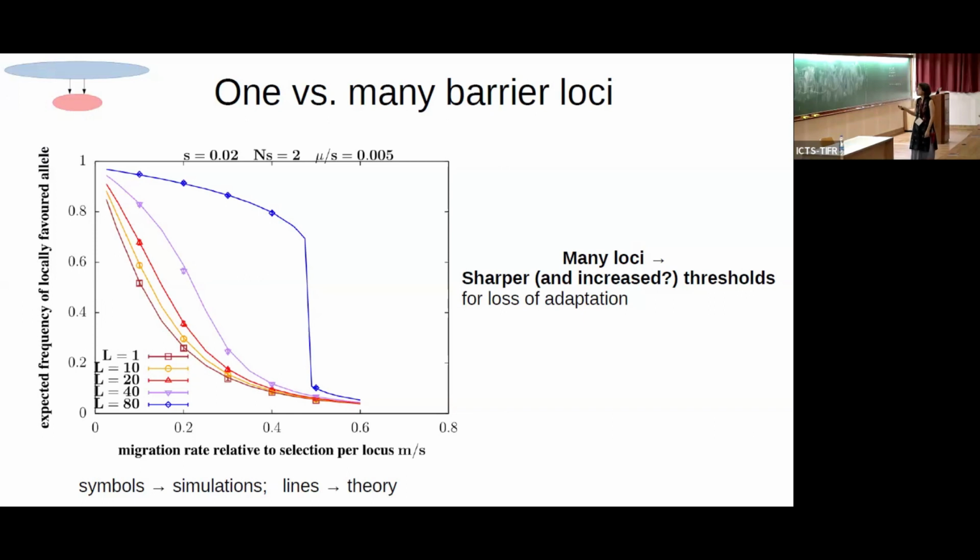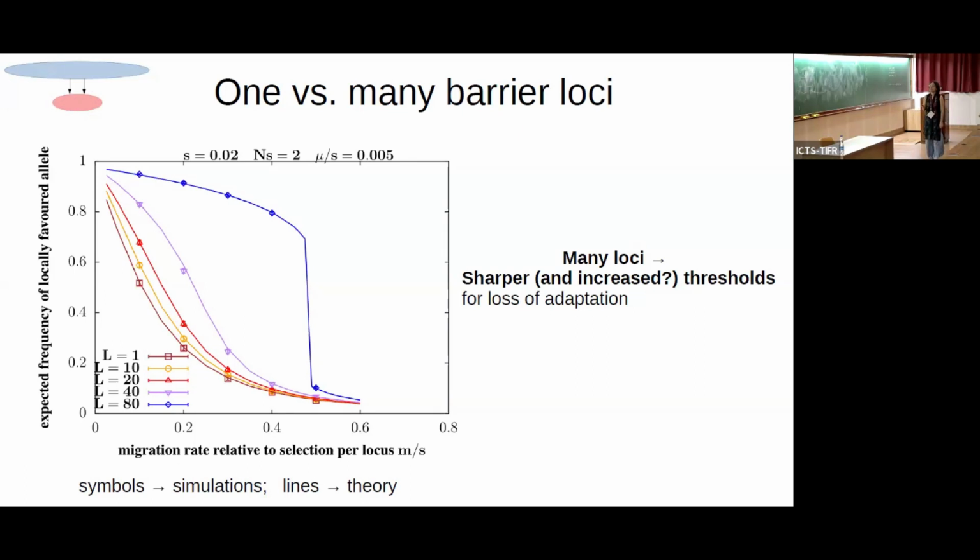No, it's maximum recombination, R equals half, so unlinked loci. Without recombination, of course, it would be as if you have a single locus, but with effect size S times L.